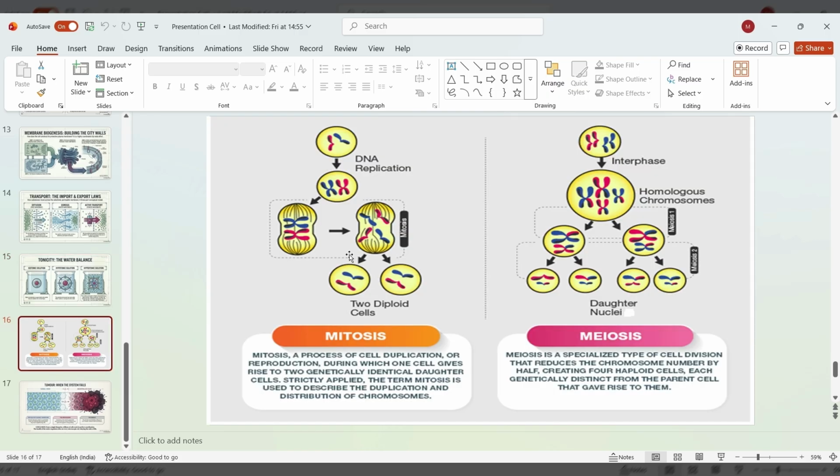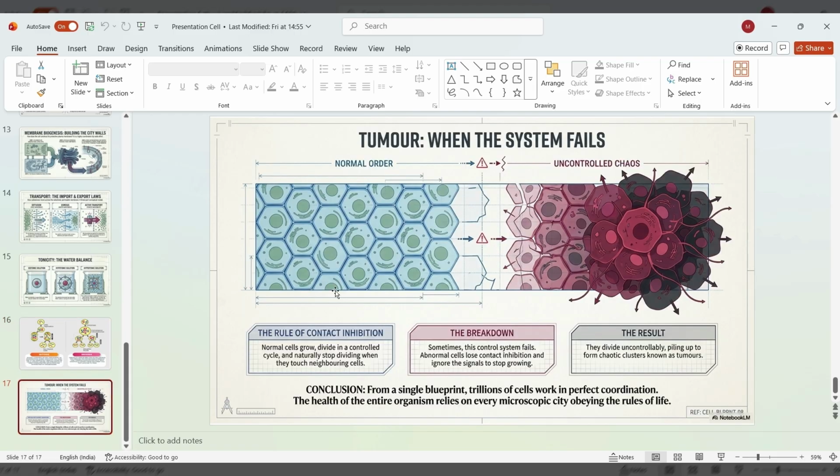Okay, so this is all about the tumor. Tumor is nothing but the uncontrolled division of the cell. Okay, so that is actually the tumor. That is the uncontrolled division of the cell. You can see these are the normal cells, and when any uncontrolled division occurs, that becomes the tumor.